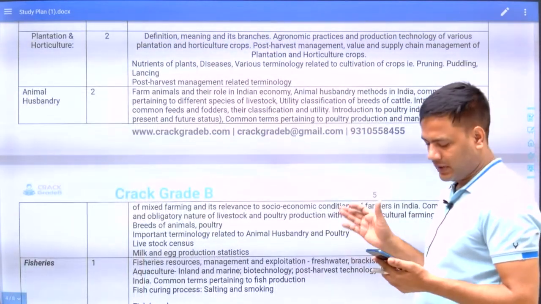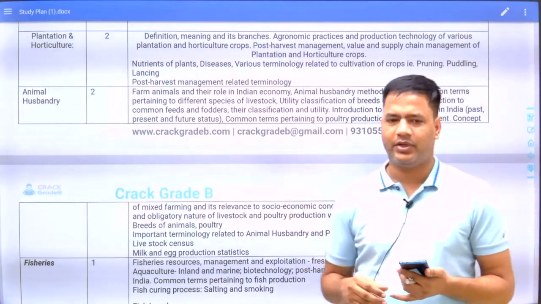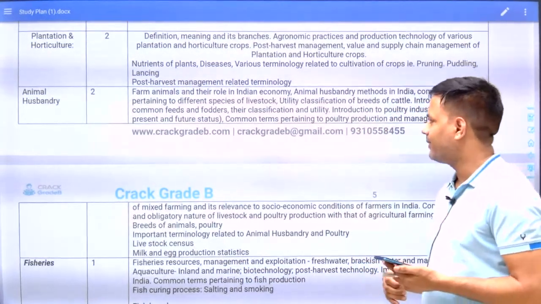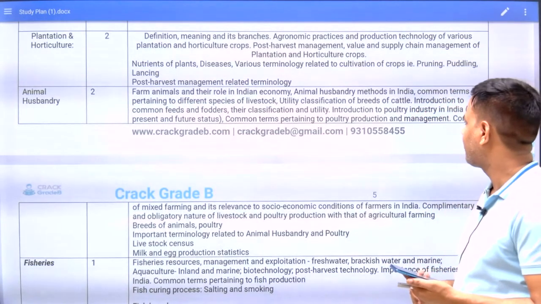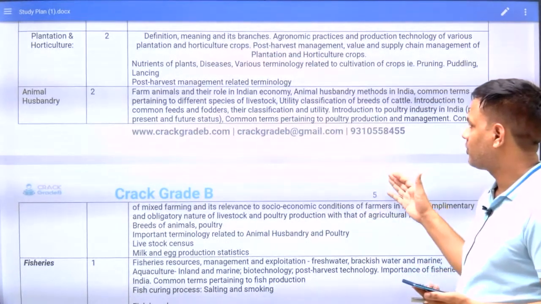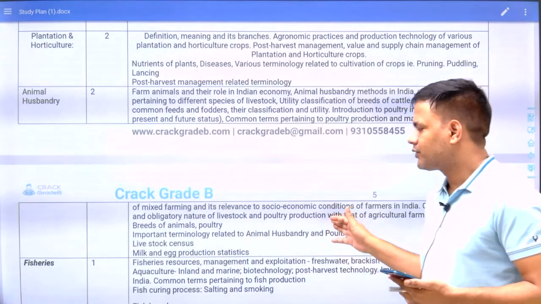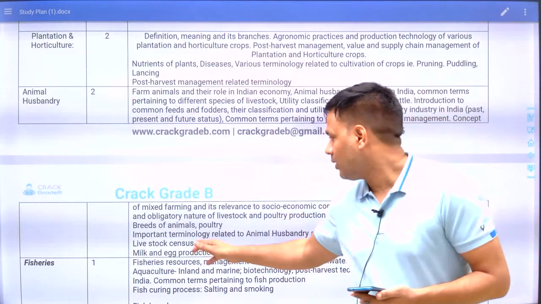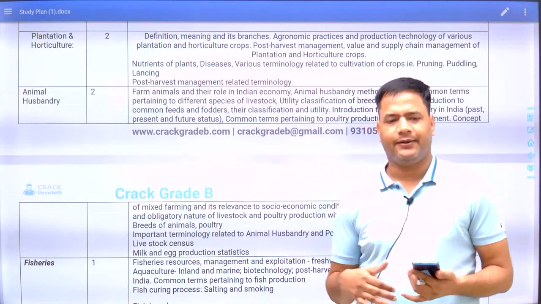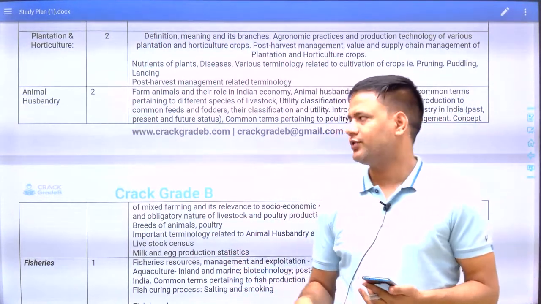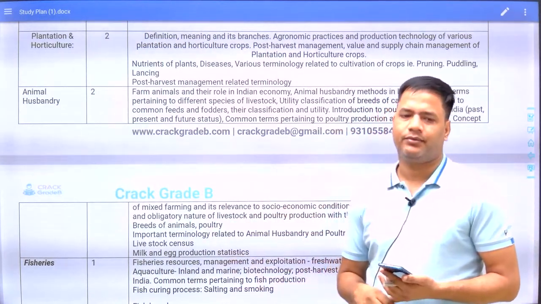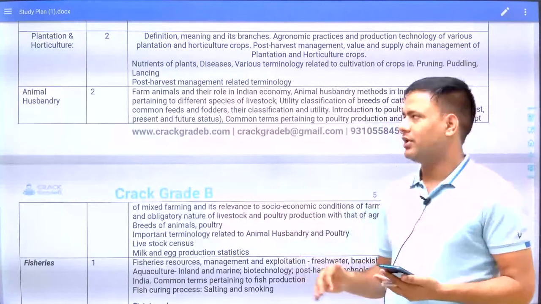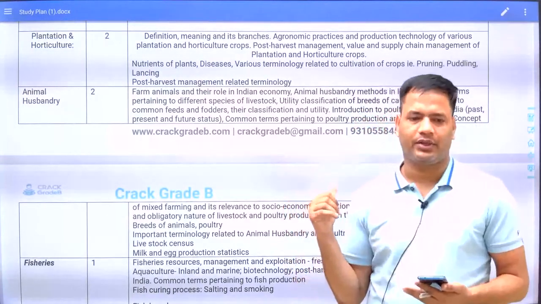Next is animal husbandry. That is also a very important chapter. Every year they are asking questions. Under this, different topics are given, like animal husbandry methods in India, common terms pertaining to different species of livestock, utility classification of breeds of cattle, introduction to common feeds and fodder, introduction to poultry. So mainly questions are asked in this chapter from the topic breeds of animals and poultry. Many times they have asked only this, breeds of animals and poultry. So you should target breeds of animals and poultry. You should cram all these things because they will ask questions from this. Important terminology related to livestock and poultry.